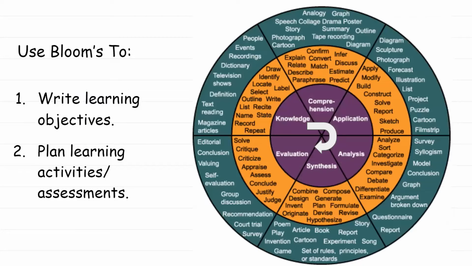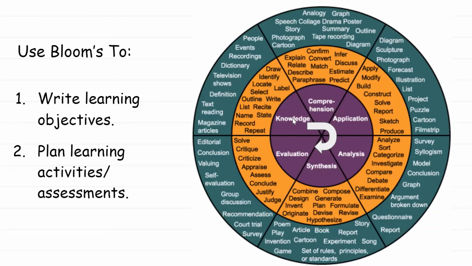Okay, so we use Bloom's to write our learning objectives. We think first here in the middle of our circle. This image here is my favorite thing to use when I am writing lesson plans, because it's organized first by the level of thinking. So we start here with knowledge, which is the lowest level of thinking, and come on around here up to evaluation.